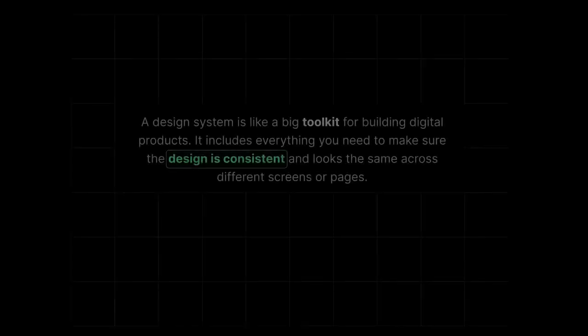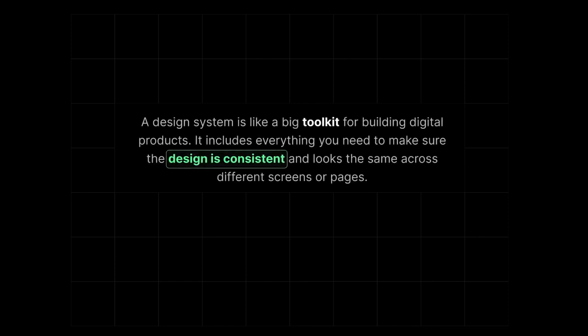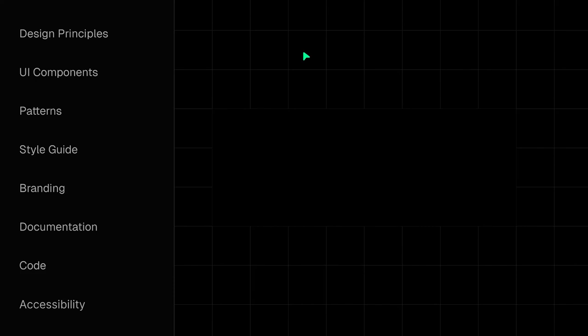So that was a bit of a weird definition of what a design system is, but to put it as simply as possible, you can think of a design system as a toolkit for building digital products. It includes everything you need to make sure the design is consistent and looks the same across different screens or pages. Now let's talk about the basic components of a design system.